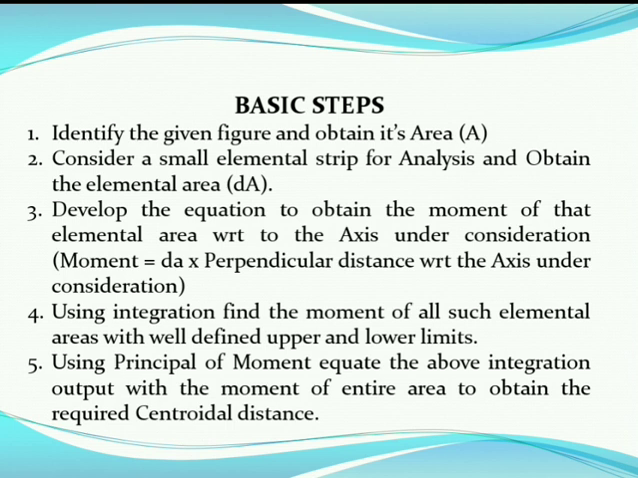So in the first step, we have to identify the figure and obtain its area. Say it's a rectangle or a semicircle or a quarter circle, and from our basic knowledge we have to find its area or the relationship for the area in the first step. Then in the next step we have to consider a small elemental strip from the entire area for analysis and obtain the area of that small elemental strip, which we'll name as dA.